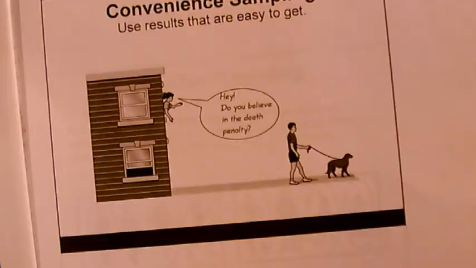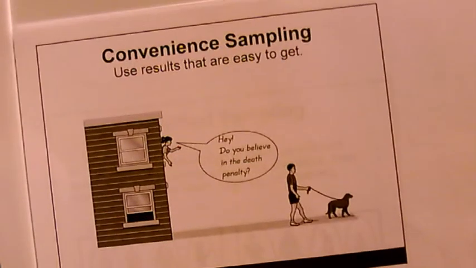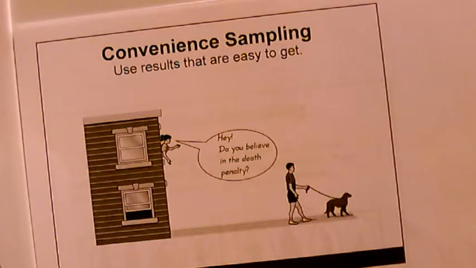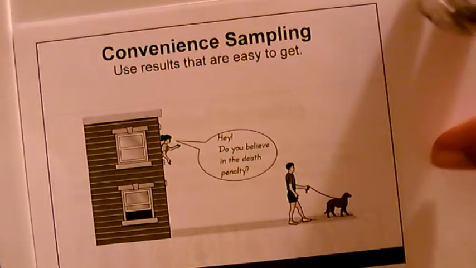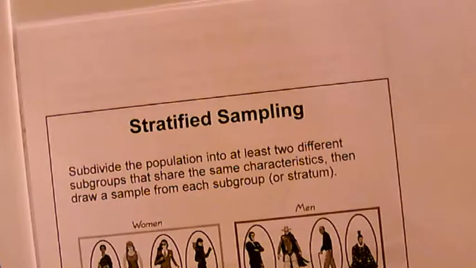And then next is convenience sampling. Here we use results that are easy to get. One good example of convenience sampling is if you were in the mall and somebody wanted to conduct a survey, and they flag you down and ask you to take that survey. That's convenience sampling because they can get people in the mall to complete surveys, since people go into the mall every single day to do some shopping. So that's convenience sampling.